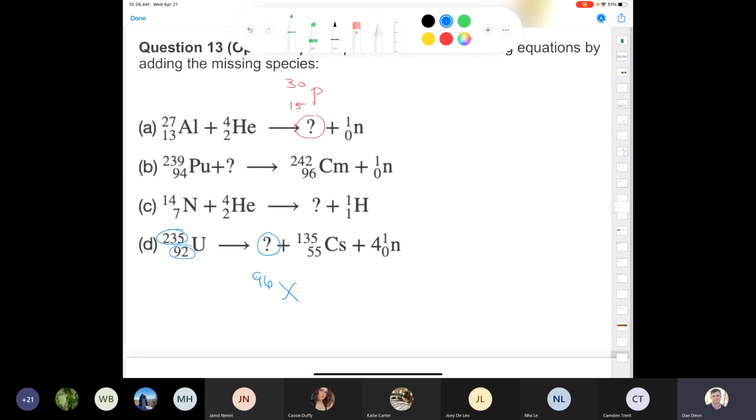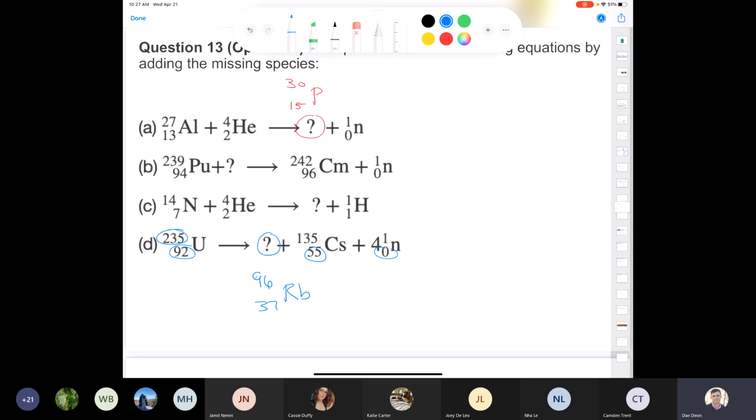Here you have 92. Over here you have 55 and 0. So what plus 55 gives you 92? 92 subtract 55 is 37. Go over to the periodic table. Look up element 37. It is rubidium. So it's going to be rubidium 96. Okay, and that is how you balance a nuclear equation.